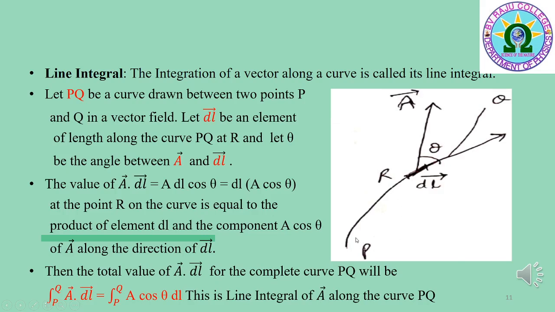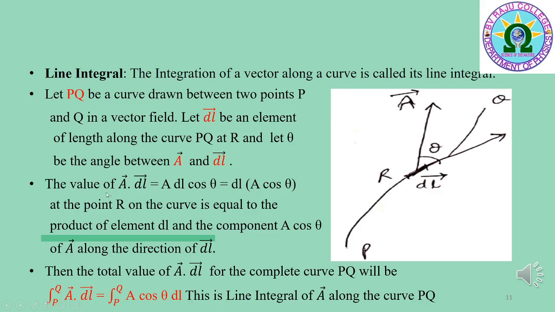Let PQ be a curve drawn between two points P and Q in a vector field A bar. The curve PQ is called an open curve because it has a starting point and an ending point. The starting point of the curve is P and the ending point of the curve is Q. Let dl bar be an element of length along the curve PQ at R, and let theta be the angle between A bar and dl bar.